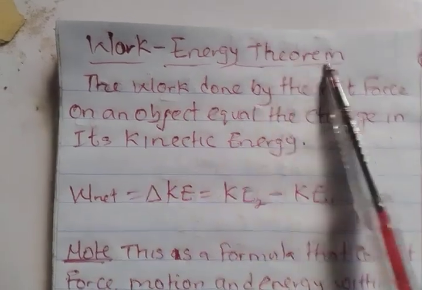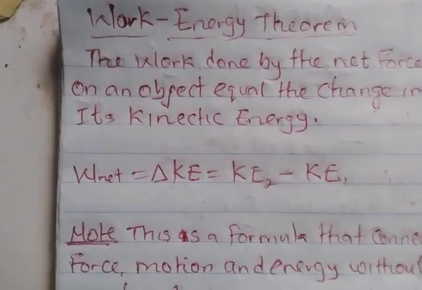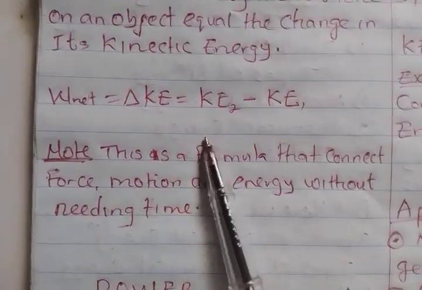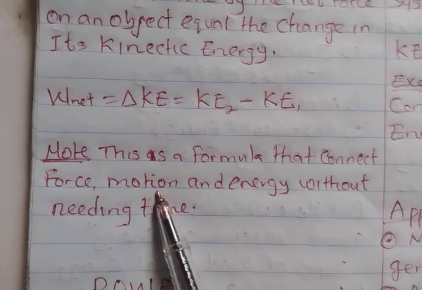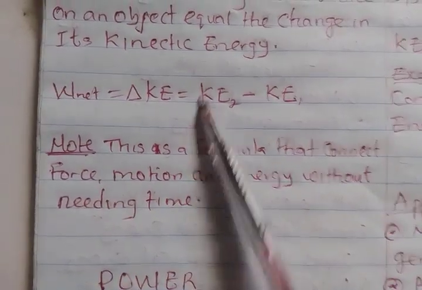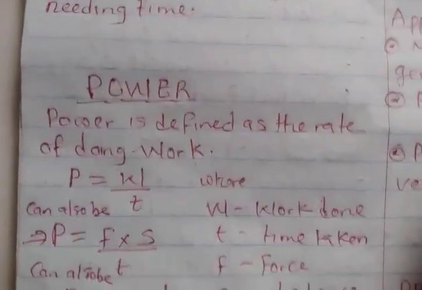So this is the work-energy theorem. It's telling us that we can easily get the work done by finding the change in the kinetic energy. Why is this formula interesting? It connects force, motion, and energy without needing time. So it lets us calculate work done easily. From there we move to the next part.